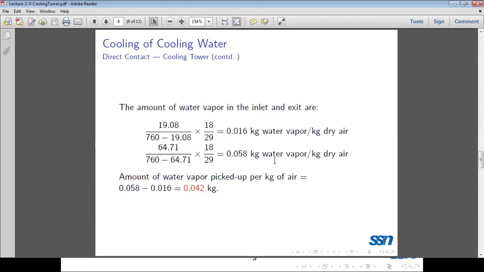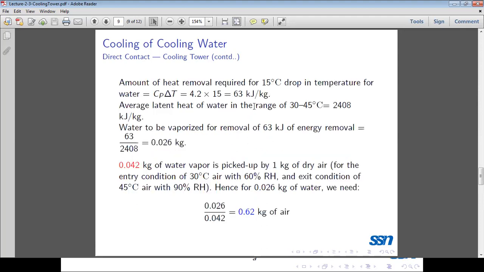It is supposed to be 1 kg of water. Per kg of air, 0.04 kg of water has to be picked up. So the basis is per kg of air, and we are going to remove this much heat. This is in terms of sensible cooling. Whereas with evaporative cooling, this much heat will be taken per kg of water vaporizing.